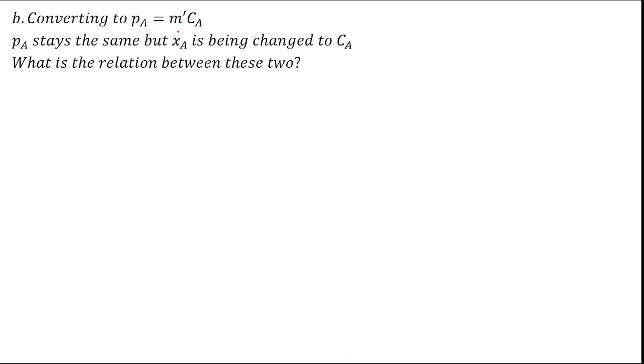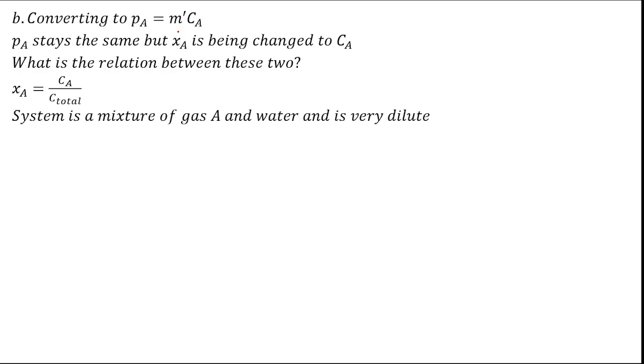Now for the second part, we want to convert it to this form instead, right? So Pa is the same for both relations, but what is changing is Xa, and it's being changed to Ca. So what's the relation between Xa and Ca? We know that Xa is equal to Ca over C total, or the mole fraction is equal to the concentration of that species over the total concentration.